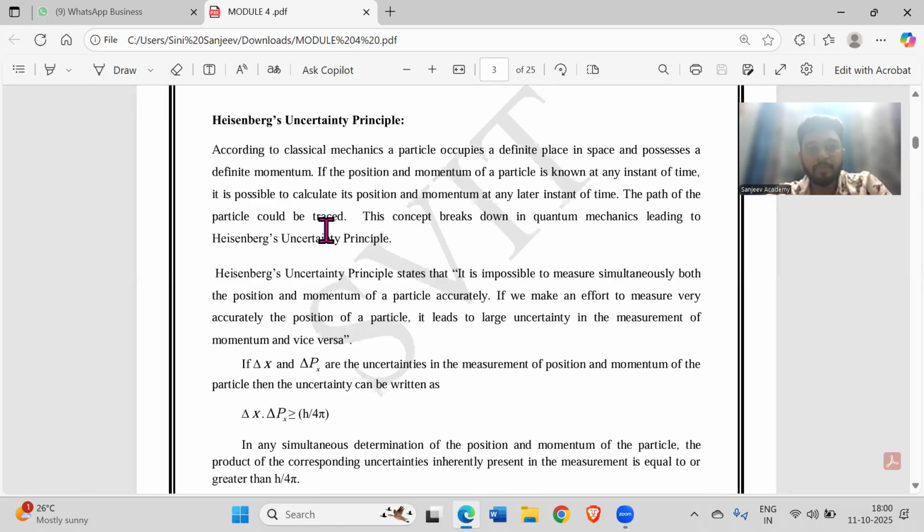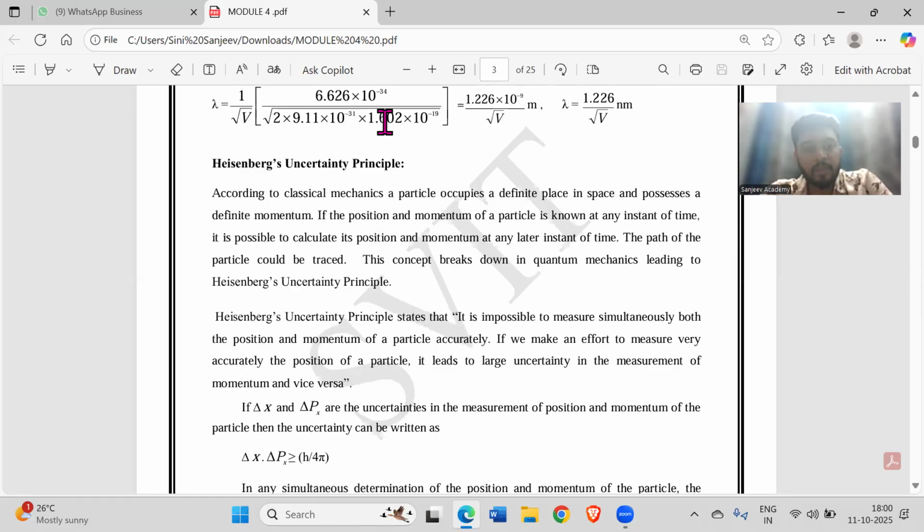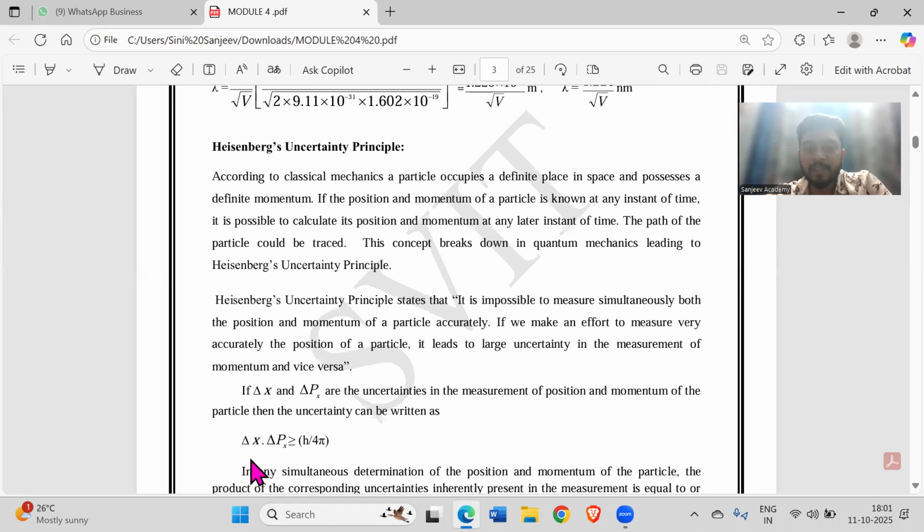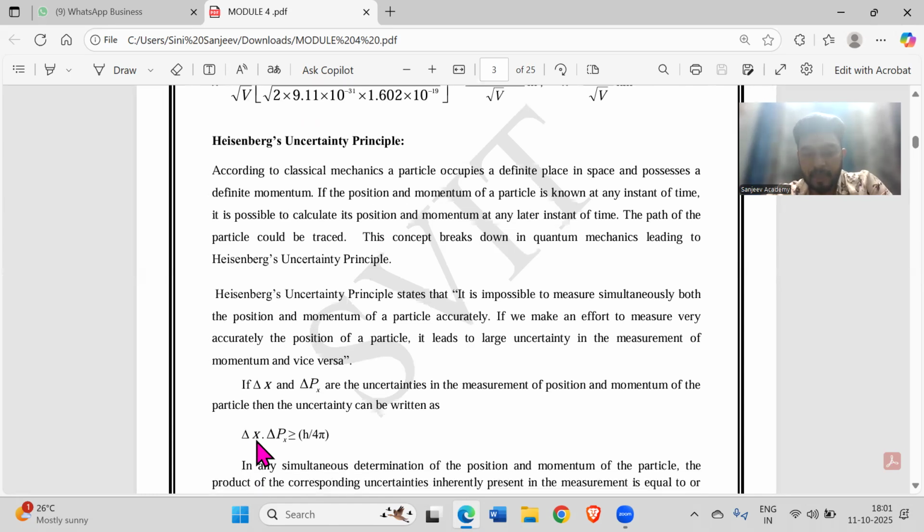So just to give you some basics. The Heisenberg uncertainty principle, I think we already studied in our class 11th. That is basically that we cannot determine the position of the electron as well as the momentum of the electron at the same time. Del X stands for position. Del P stands for momentum of the electron at the same time.